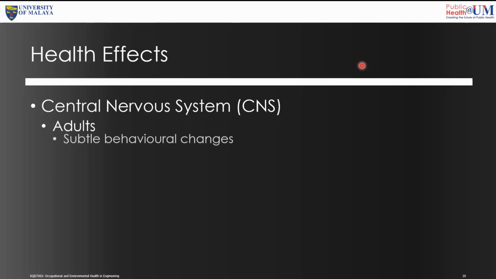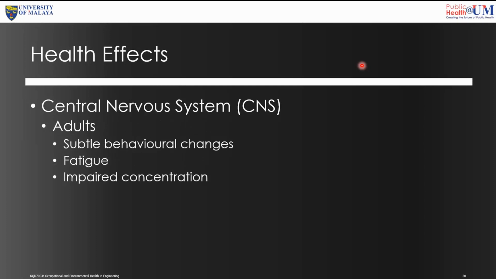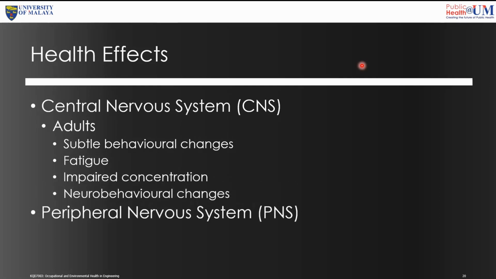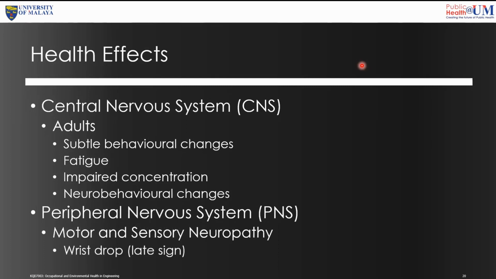So in adults, what will happen? Basically there are subtle behavior changes, fatigue, impaired concentration, neurobehavioral changes, and for the peripheral nervous system you have motor sensory neuropathy and wrist drop in late stage. Wrist drop means that because the peripheral nerve is affected, the nerve conduction to the wrist is reduced, and the muscle controlling it is defective, so your wrist actually drops like that.